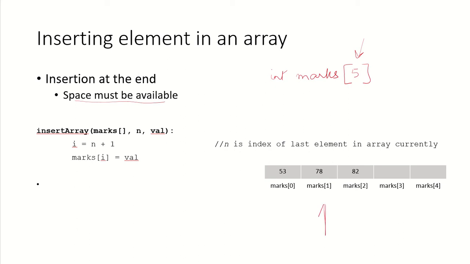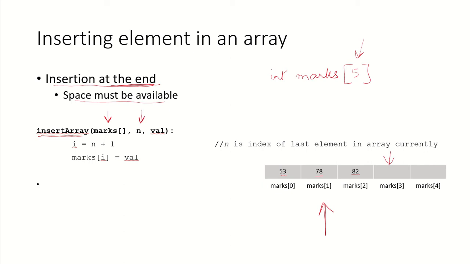Let's take an example of this array where there are currently only 3 elements. Now if we want to insert an element at the end, then it will be in the next empty space. So let's see how we can create a function like this. So this is the function insertArray. We will pass the array in this function.